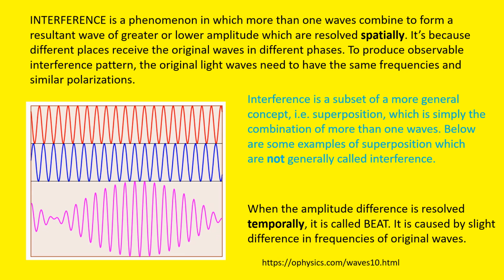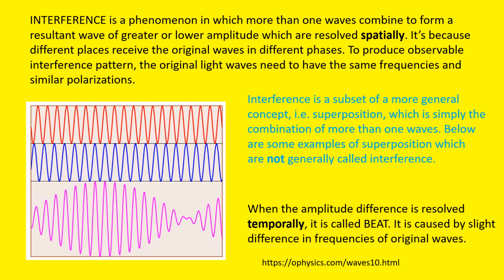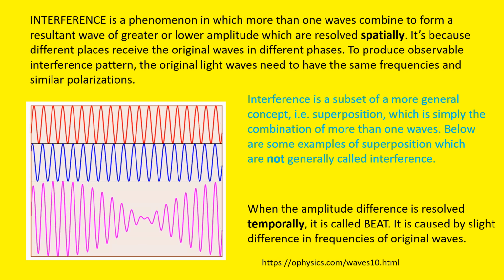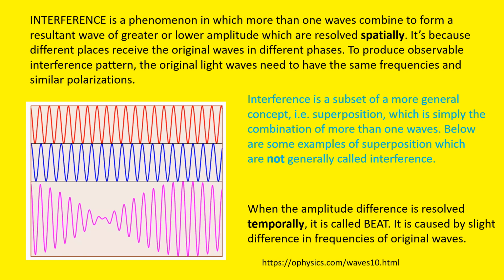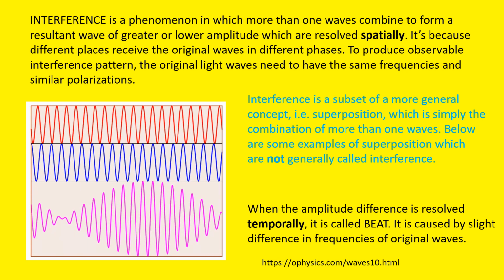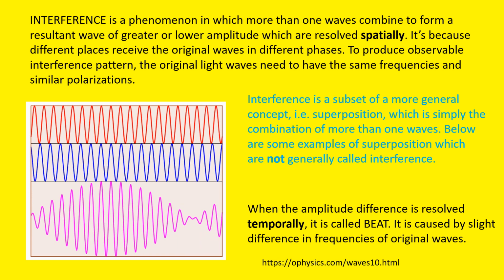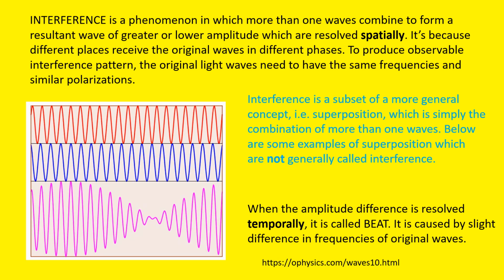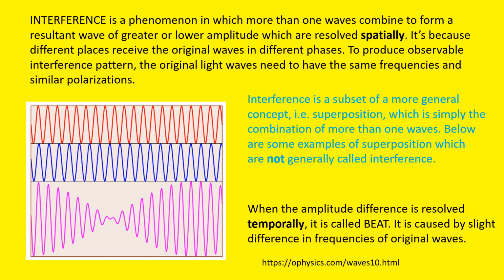It's because different places receive the original waves in different phases. To produce an observable interference pattern, the original light waves need to have the same frequencies and similar polarization. When the amplitude difference is resolved temporally, it is called beat. It is caused by a slight difference in frequencies of the original waves.